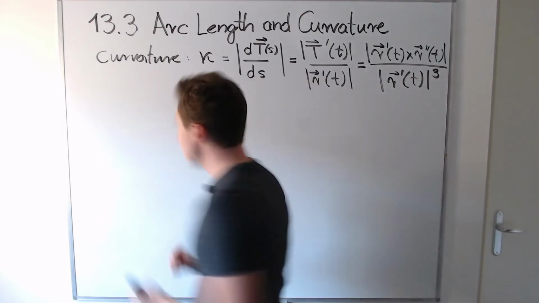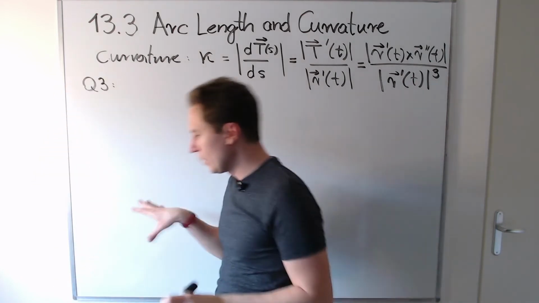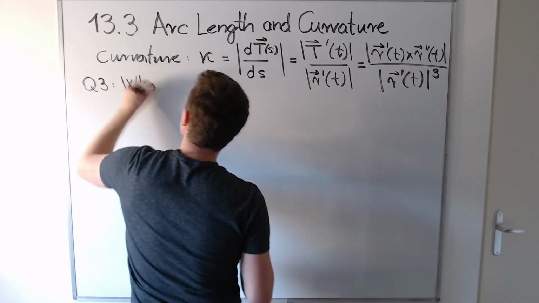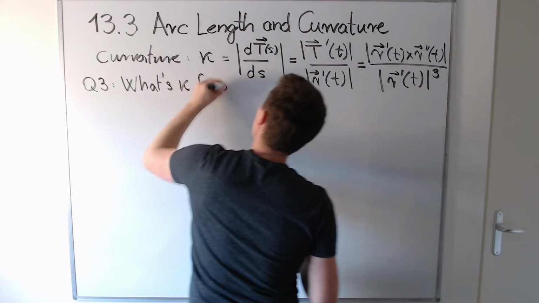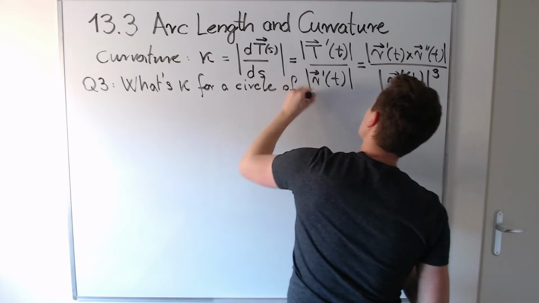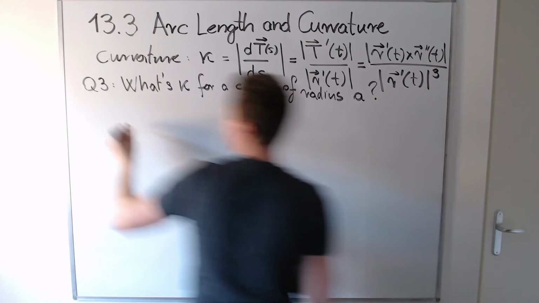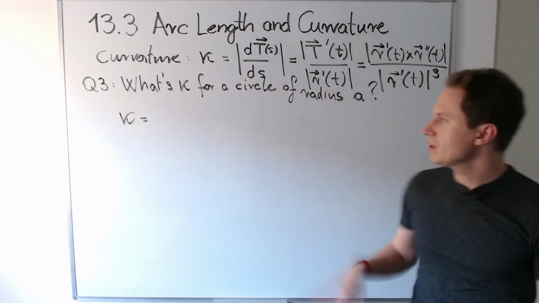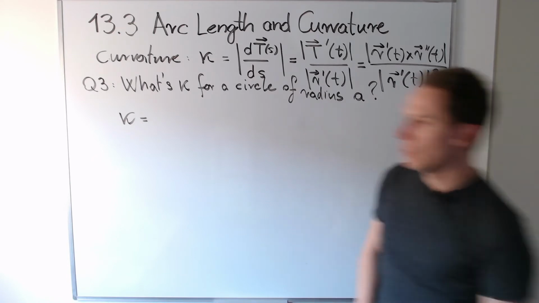So just to give you an example, Q3, I will ask you the following question. What's the curvature, what's kappa, for a circle of radius a? Okay, so what's kappa for a circle of radius a is your question. Pause the video and input your answer below. Okay, I hope you paused it.